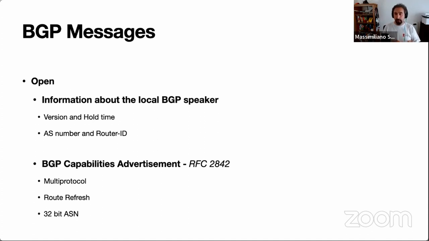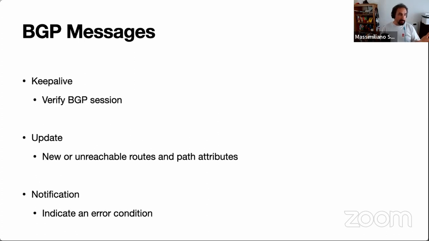So whenever we want to add something to some capability to BGP, we just have to add the specific code to the open message, and it's easily expandable. Now, after the open message, I have keepalives to keep the session up.